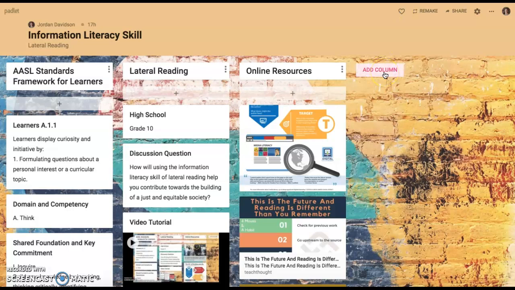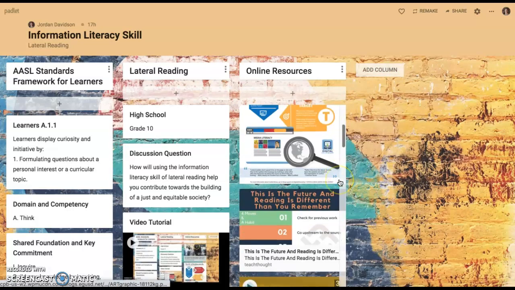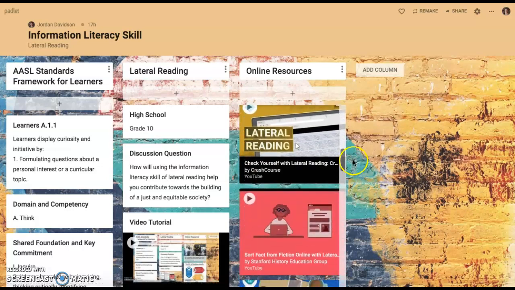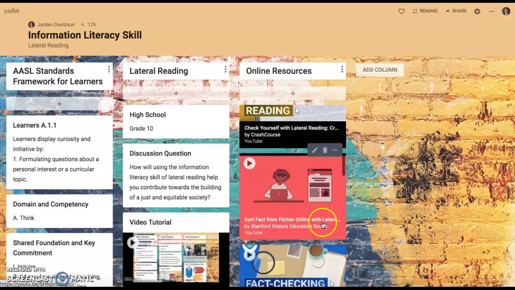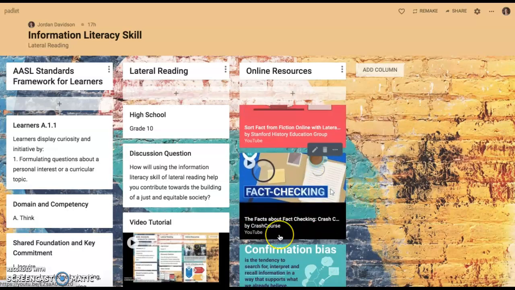Lateral reading is important for you to know how to do because there is so much information, and even false information can be presented very professionally so as to come across as appearing factual too. Here are a few resources that use lateral reading to sort fact from fiction. We have the Stanford History Education Group, looking at sorting fact from fiction online with lateral reading. And then we have fact checking with John Green's Crash Course.